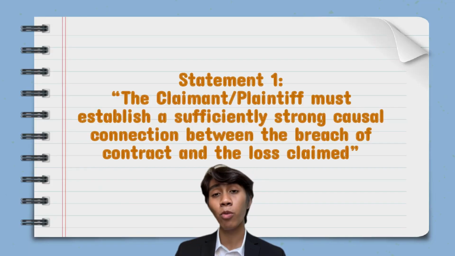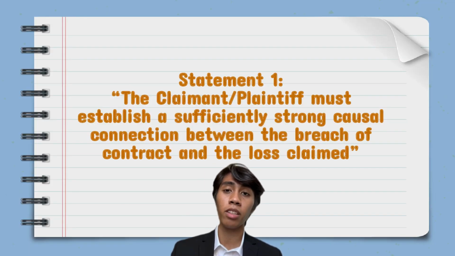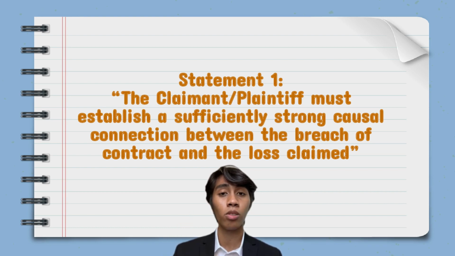Let us dive into the third question. The claimant or plaintiff must establish a sufficiently strong causal connection between the breach of contract and the loss claim that the loss or damages is not too remote. We will split this statement into two parts. Statement 1, I will be looking into the claimant or plaintiff must establish a sufficiently strong causal connection between the breach of contract and the loss claim.